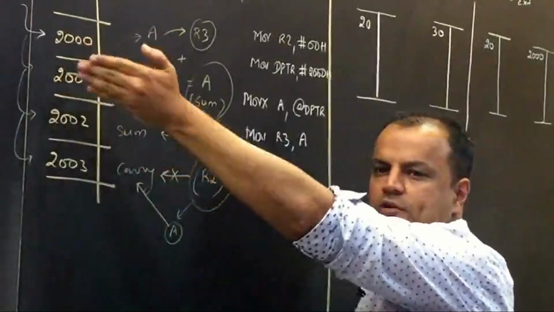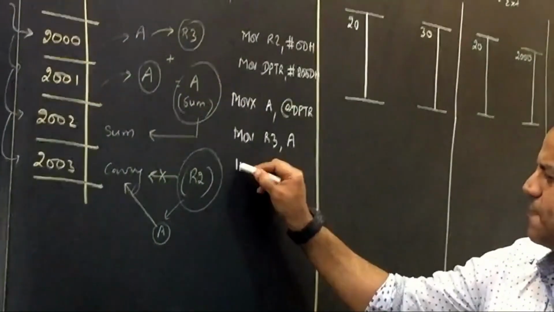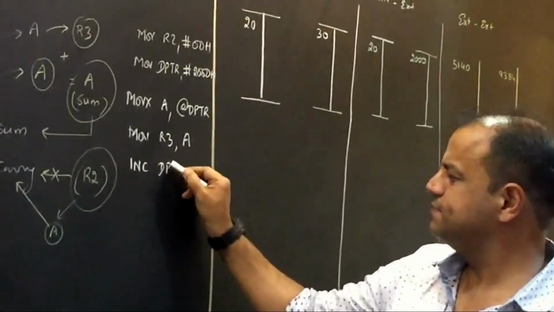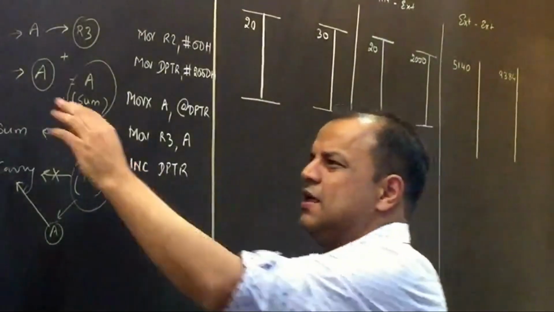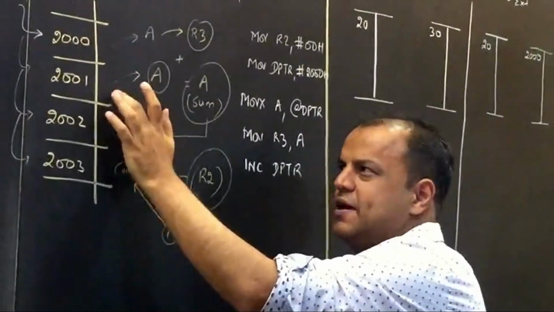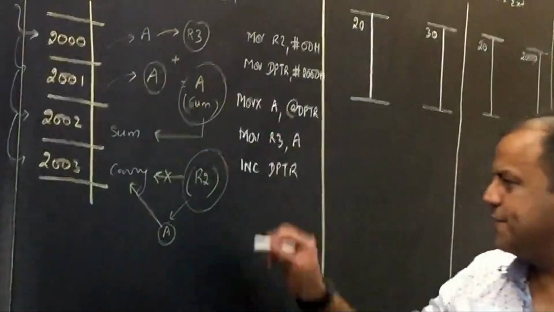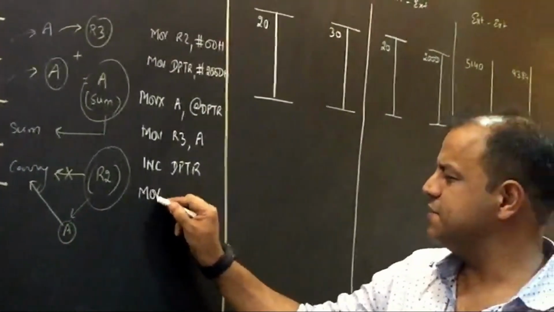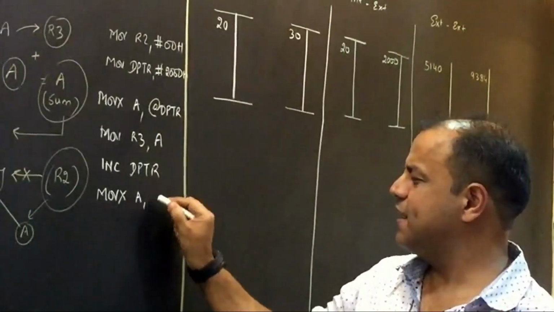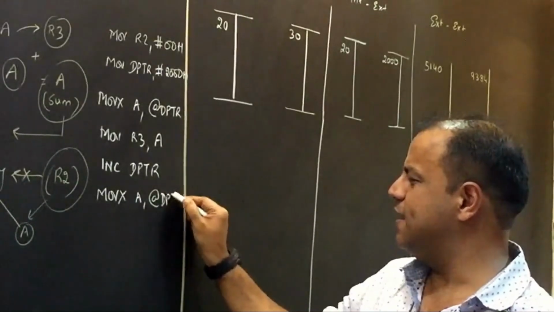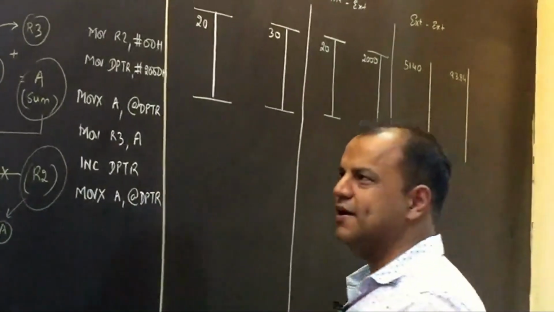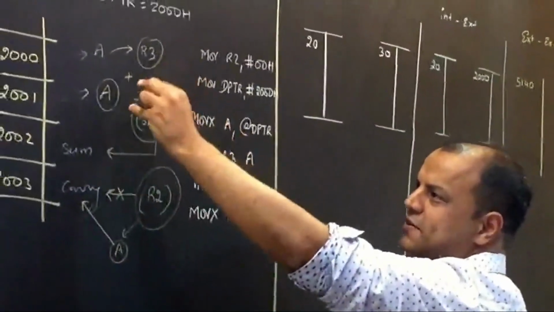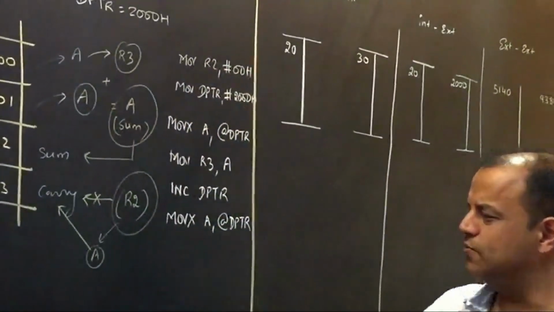Now, increment DPTR so that it points to the next location. Increment DPTR. Using this DPTR as a pointer, take the second data in A. Again the same instruction. MOVX A, comma, at the rate, DPTR. Did you understand this? Your second data has come in A register. Your first data is in R3, second data is in A. Add the two.